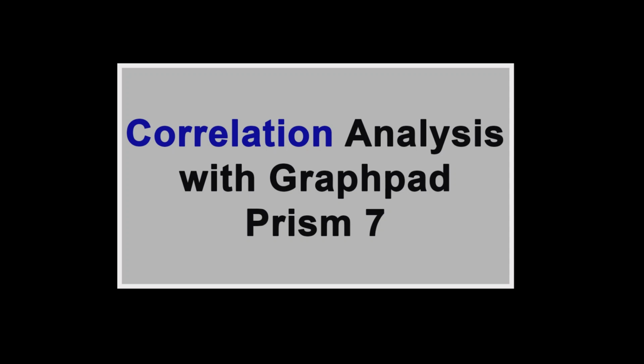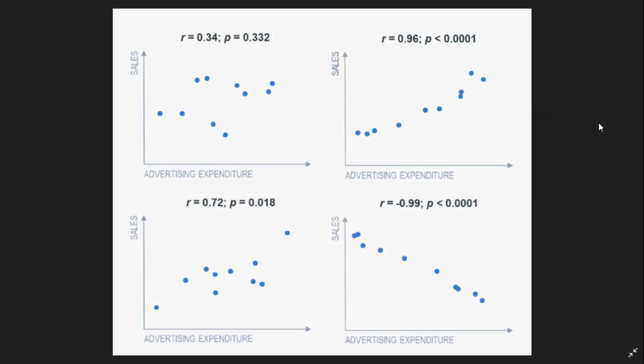Hello viewers, in today's tutorial I'm going to teach you how to perform linear correlation analysis using Graphpad Prism. So basically, correlation is a measure of the strength of the linear relationship between two variables.